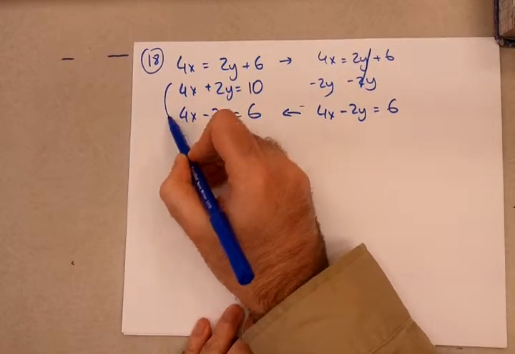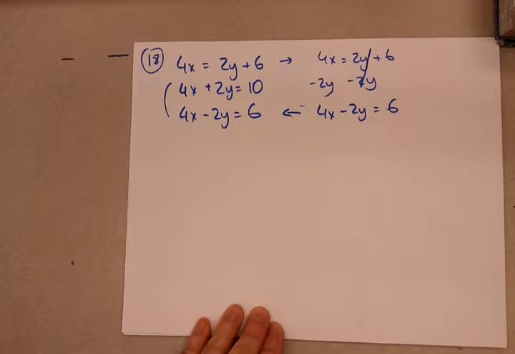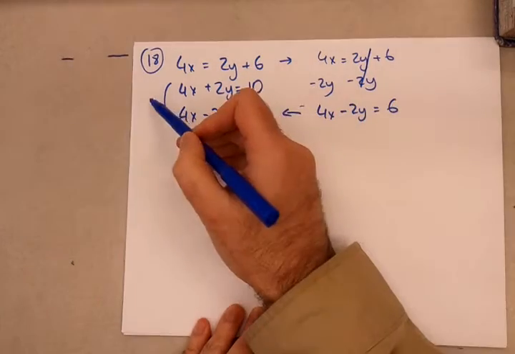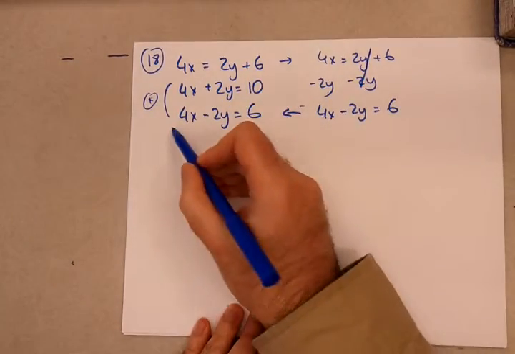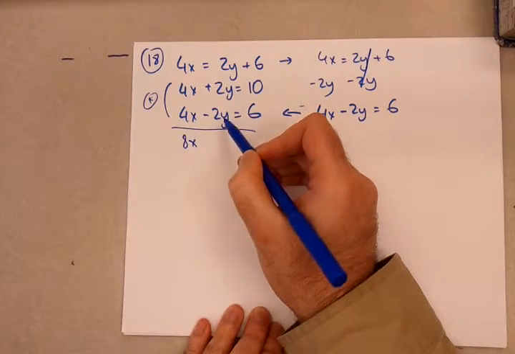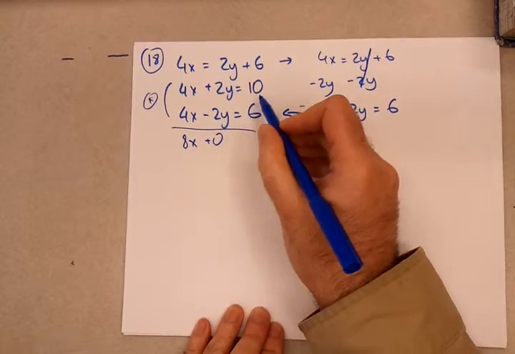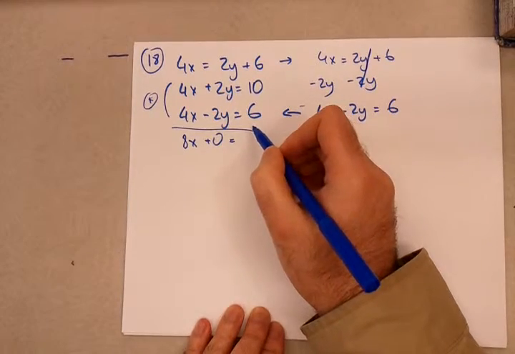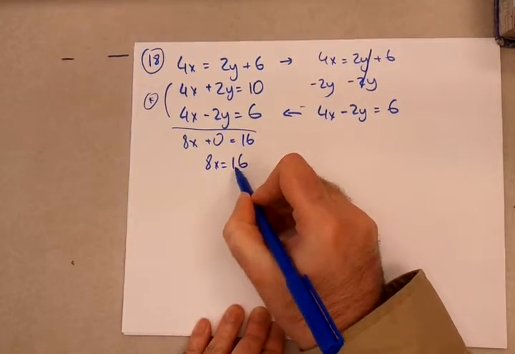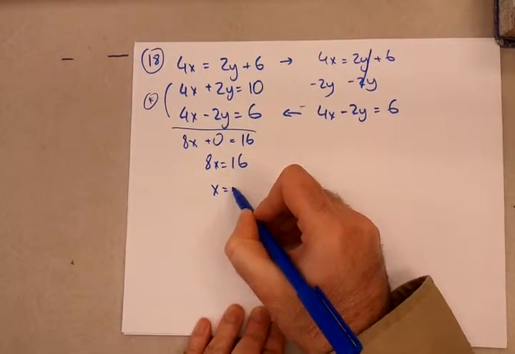Now I'm going to take a look at these two. I can eliminate now, not a problem, and I would use addition. 4x plus 4x, 8x. Positive 2y plus a negative 2y, 0. And 10 plus 6, 16. So 8x equals 16. Divide both sides by 8. x equals 2.